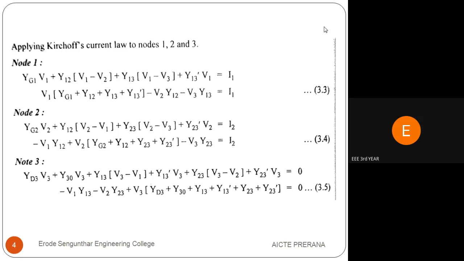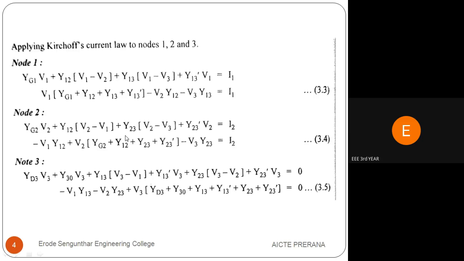Okay, we are rearranging this equation in terms of V1, V2 and V3. By rearranging it, you get the final value: V1 multiplied by (YG1 plus Y12 plus Y13 plus Y1 dash) minus V2 Y12 minus V3 Y13 is equal to I1. That is equation number 3.